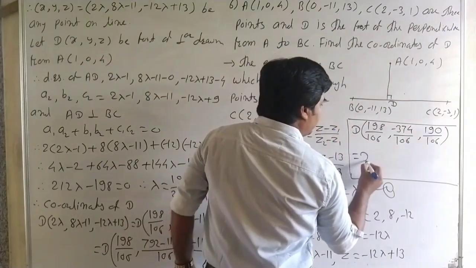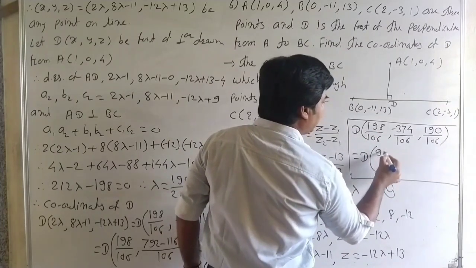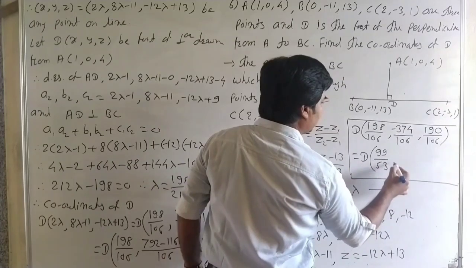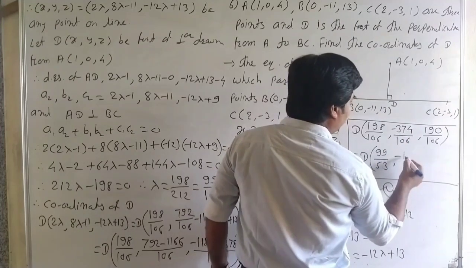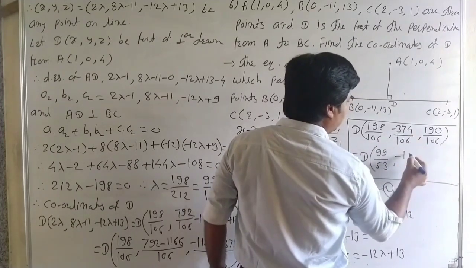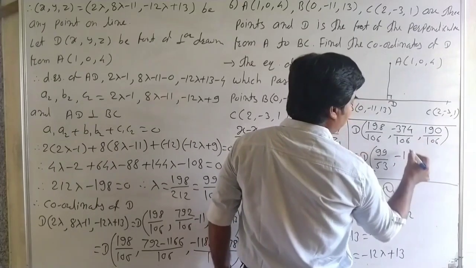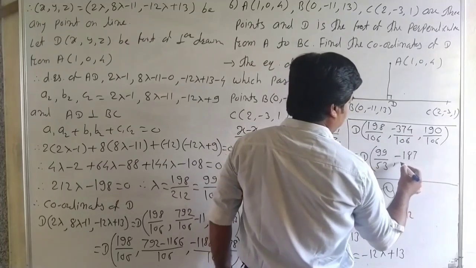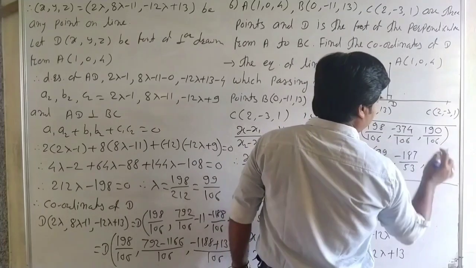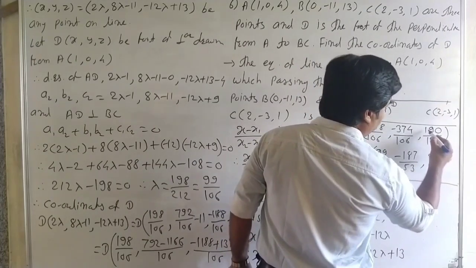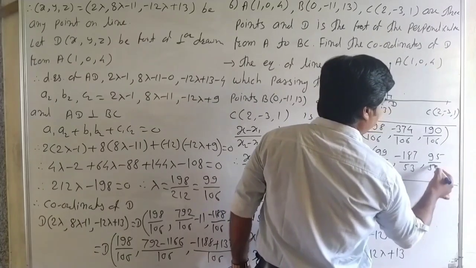Now the coordinates of D are 198 upon 106 divided by 2, it is 99 upon 53, see carefully, minus 374 upon 106, dividing by 2 it is minus 187 upon 53, and here 190 upon 106 divided by 2 is 95 upon 53.